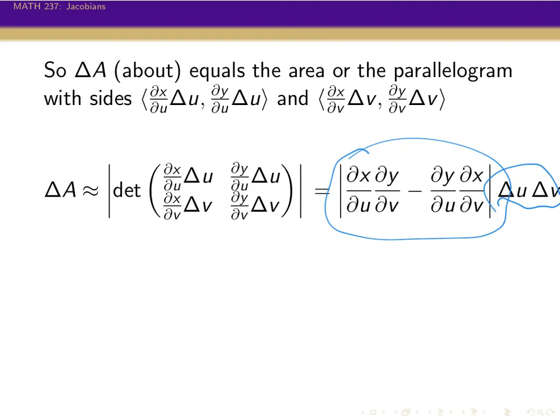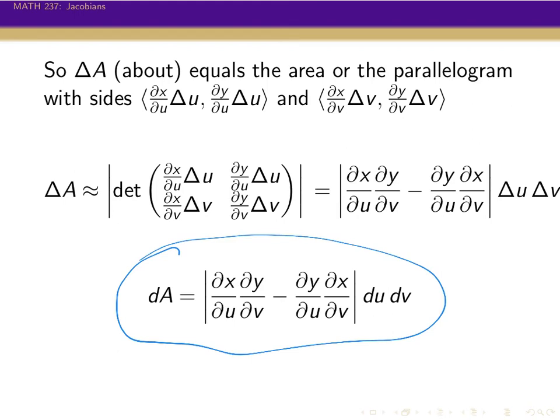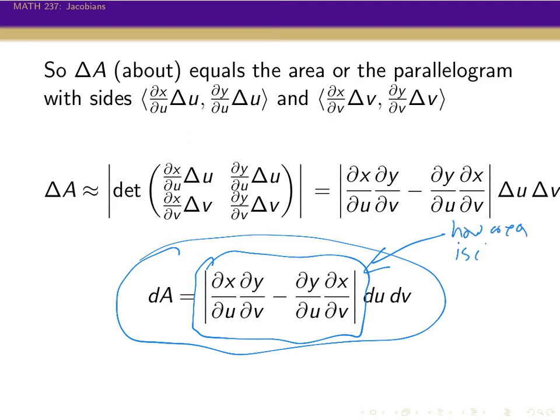Okay. And so again, when we take the limit as delta u and delta v go to 0, this is going to turn into this nice dA is equal to this factor right here, du dv. And so this factor is telling us about how area is changing when we move from xy to uv. And so that's the factor there.